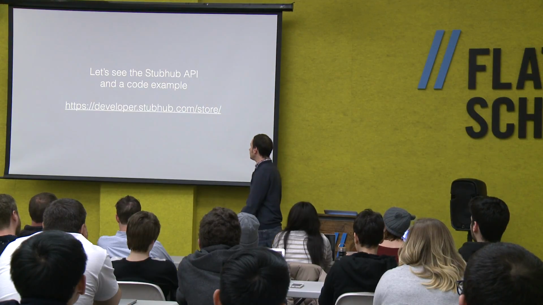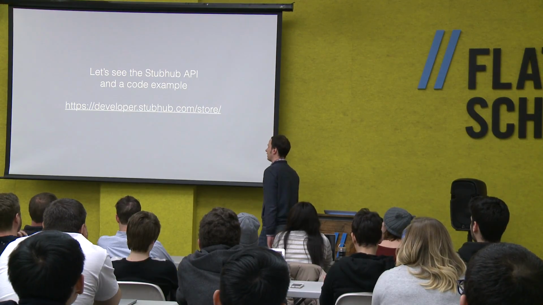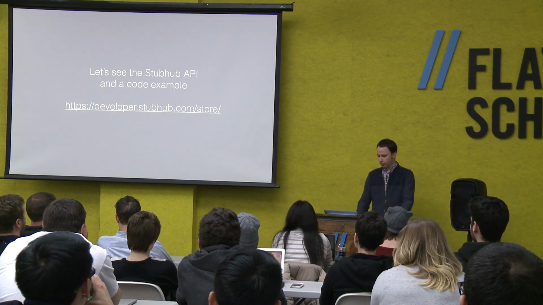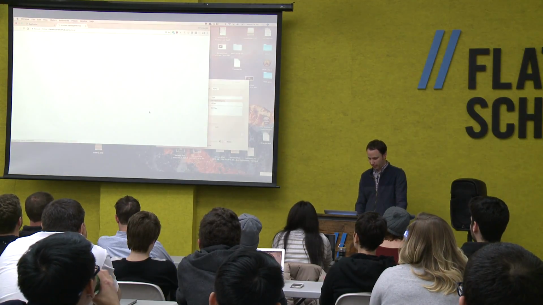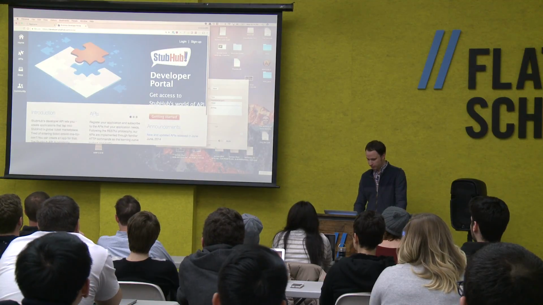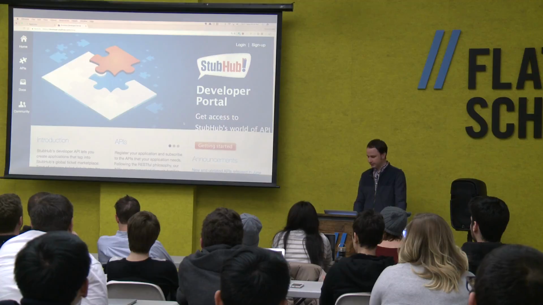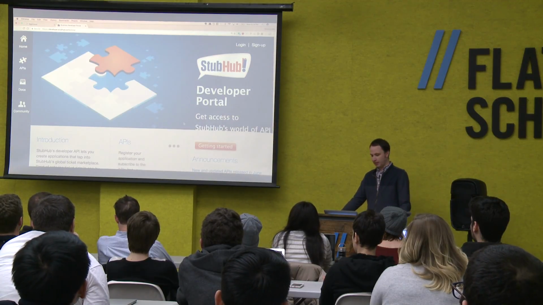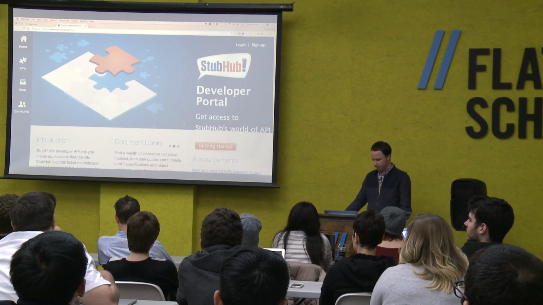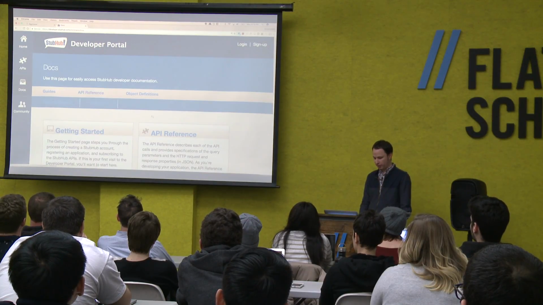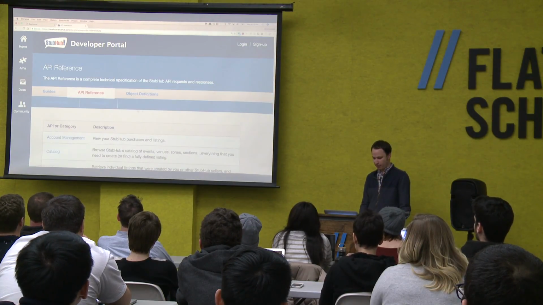So let's go see the StubHub API and a little bit of a code example. So here's the StubHub API. Let's bring it up real quick. So at first glance, you guys see that, right? First glance, it looks pretty much fine. Go to the documentation page. Okay, they have some API reference.